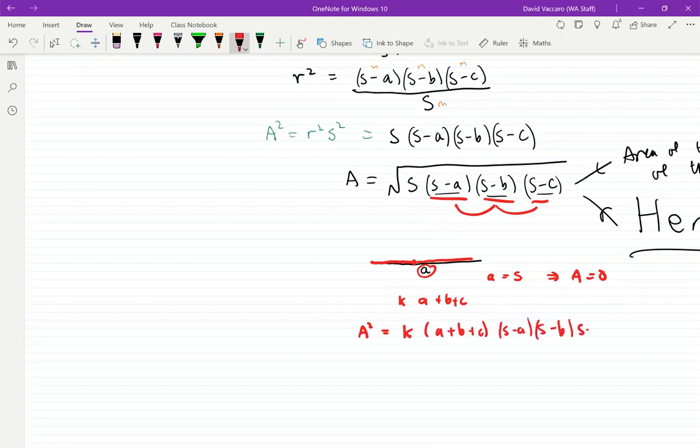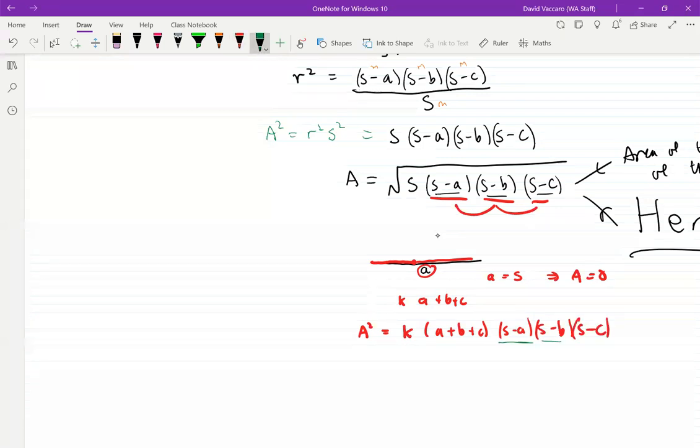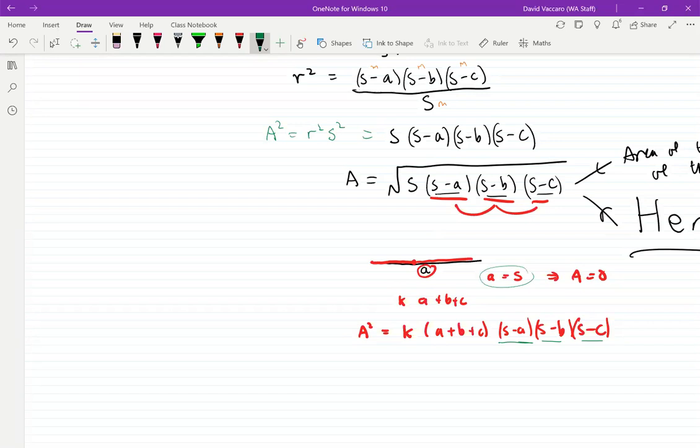So the area squared, the formula almost has to be of this form, because it has to have factors which are s minus a, s minus b, s minus c, because it has to be 0 if any of the lengths is equal to the semi-perimeter. It has to be dimensionally correct, so there has to be a fourth bracket. That fourth bracket has to be symmetric in a, b, and c, but the only order 1 bracket that is symmetric in a, b, and c is a plus b plus c, and then we just need some constant.